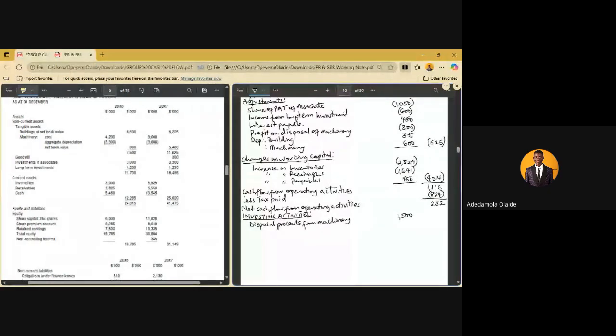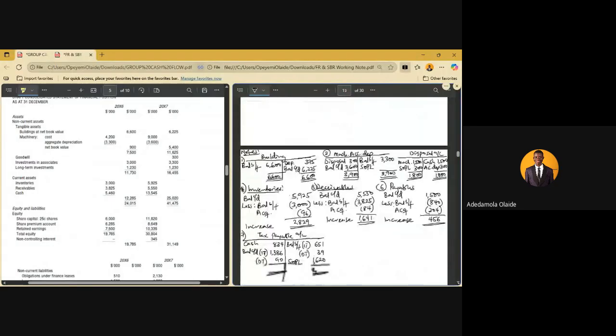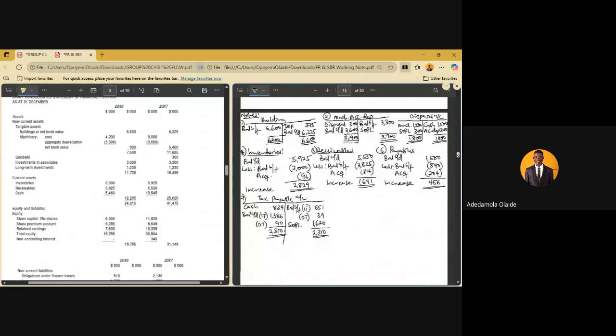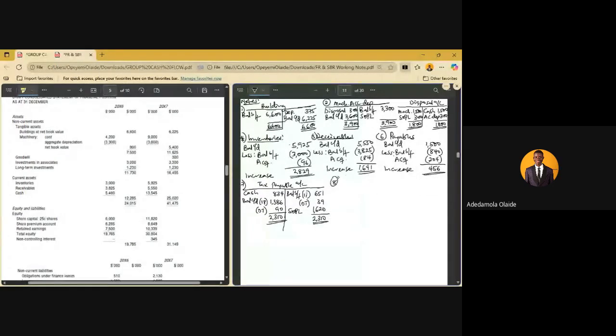Then again, on that same machinery, they told us there was acquisition, but they did not tell us how much was the machinery they acquired. So note 8, machinery accounts. That is the cost account. We have balance brought forward, 4,200. Then balance carried down, 9,000.